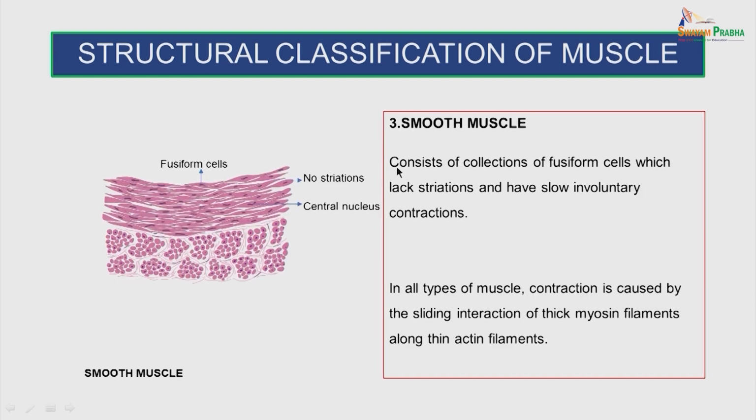The third variety is the smooth muscle. It consists of collections of fusiform cells which lack striations and have slow involuntary contractions. So, basically in all types of the muscle, the contraction is caused by the sliding interaction of thick myosin filaments along thin actin filaments.